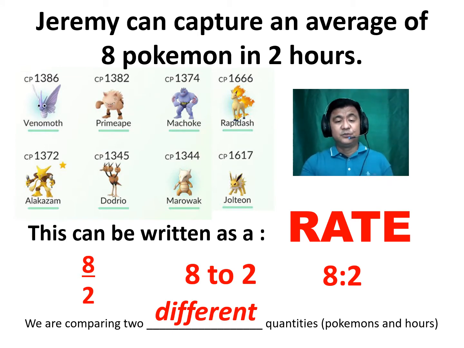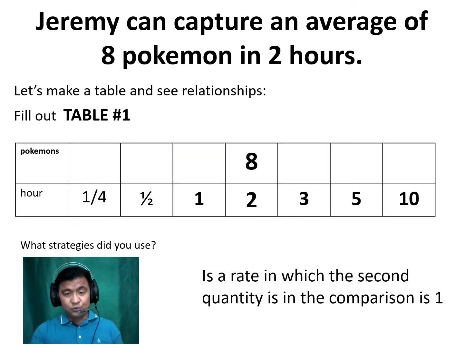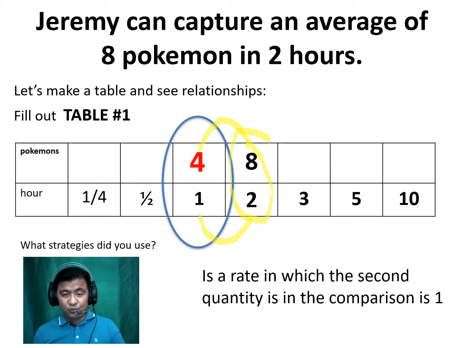Now, let's continue with this. Remember, 8 to 2? That's what we know from the story. But guess what? You can easily get the unit rate. The unit rate is so important for us. So how did I do that? Divide by 2 on top, divide by 2 below. Now we get 4 is to 1. Now I call it a unit rate.